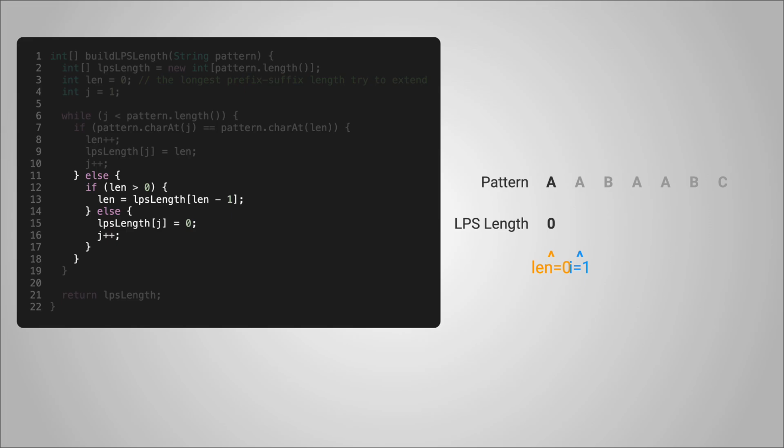Line 11 to line 18 handles the case when it's not. If there's a mismatch and len is greater than 0, we try to extend a shorter prefix-suffix. If len becomes 0, meaning the first character in the pattern string is different from position j, then we're sure the LPS at position j is empty. Also notice that the LPS length of the first character is set to 0 at array initialization instead of in the while loop. Now let's run with the example.